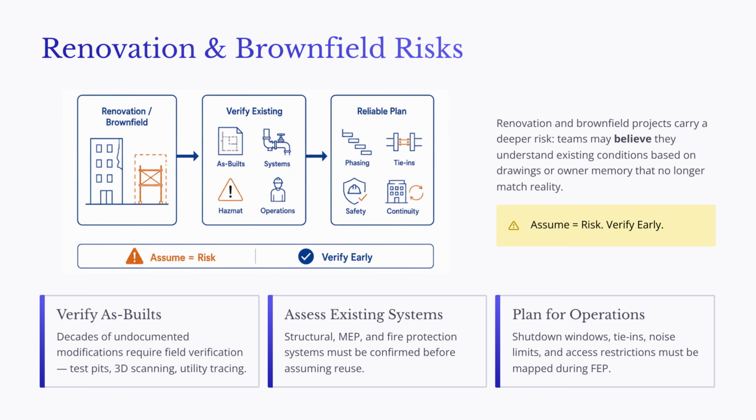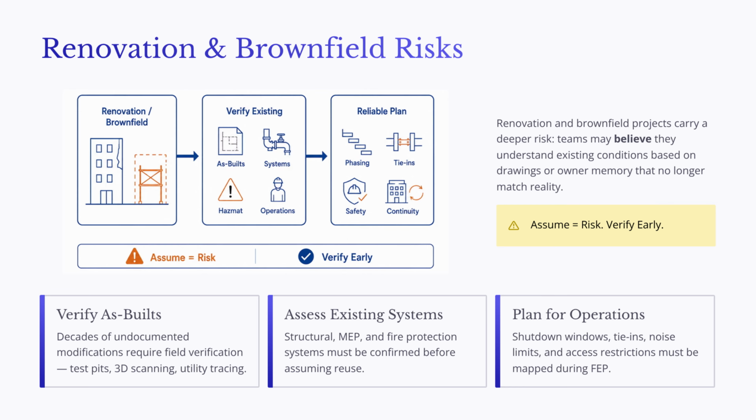Second, the team must assess existing systems. Structural capacity, mechanical systems, electrical systems, plumbing, fire protection, building envelope condition, code compliance, and remaining service life all need to be confirmed before the project assumes that existing systems can be reused.